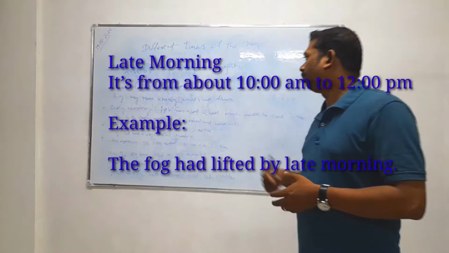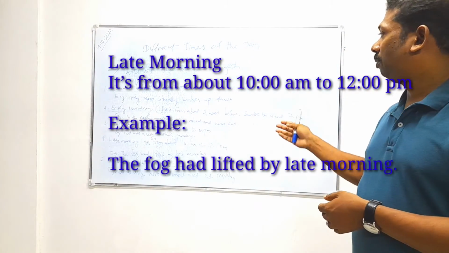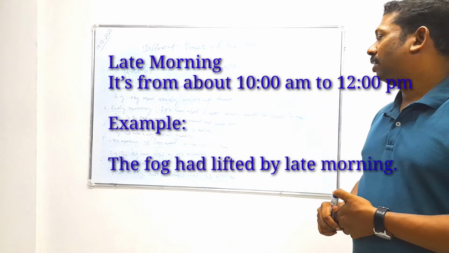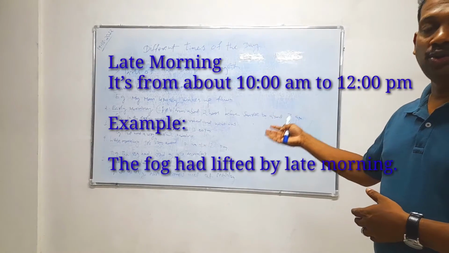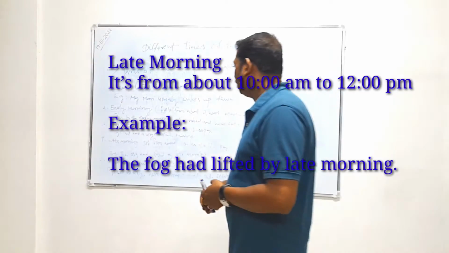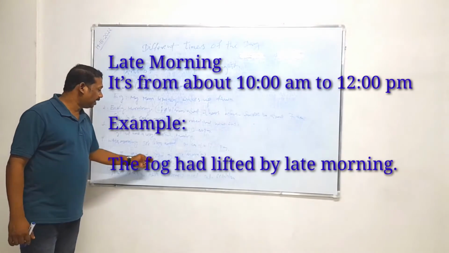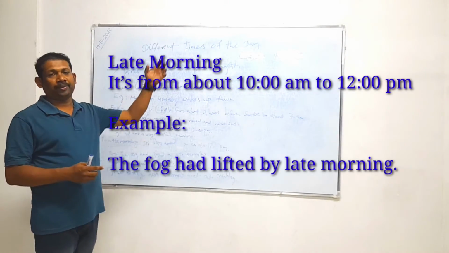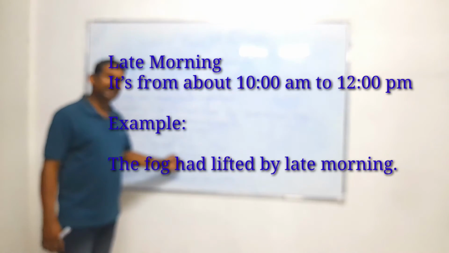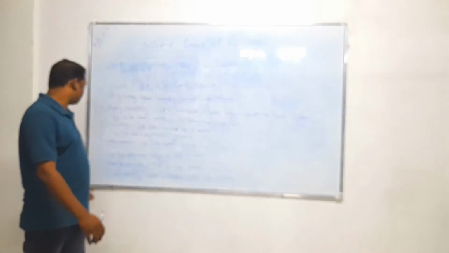So what is morning? It is from sunrise to 12 p.m. That was a very beautiful morning. Late morning is 10 a.m. to 12 p.m. Let's see one example. The fog had lifted by late morning. What is late morning? Between 10 a.m. and 12 p.m. That's it.